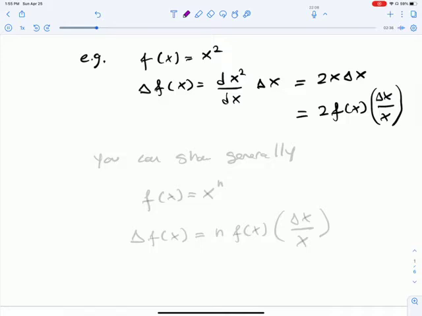And you're going to be seeing this particular term, delta x on x, or delta whatever your dependent variable is, divided by the dependent variable. Because really what it's telling you is that the uncertainty on the function f of x scales as the uncertainty on the independent variable, but multiplied by something that depends on the function itself.